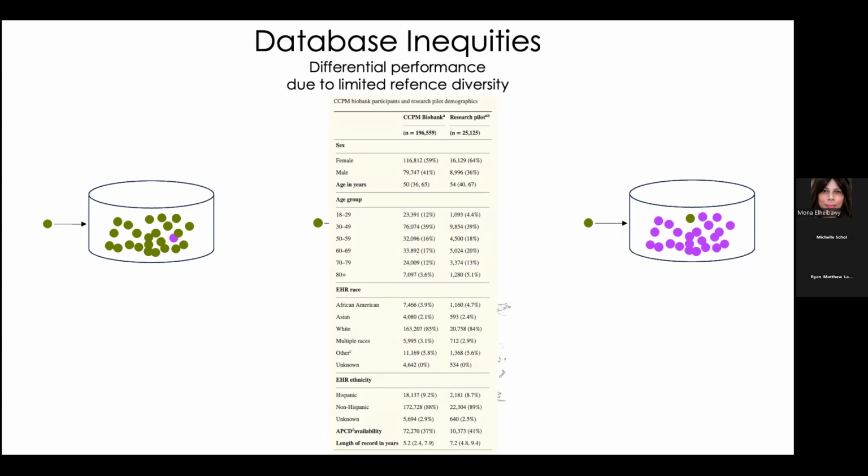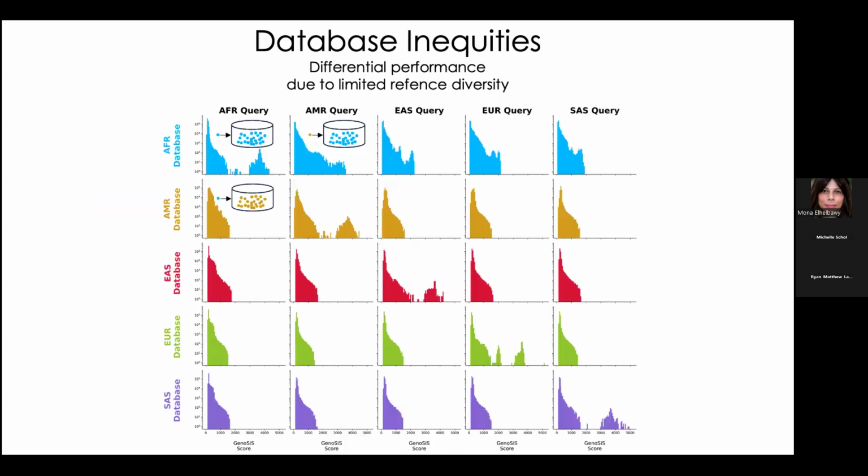So we're just starting to understand this, but we set up a series of experiments where we looked at subsets. Instead of looking at the entire database, we created ancestry specific databases. So I have my little picture up here to give you a sense. Along this top line, I have just an African database, and then I searched just African individuals. The next one is just American individuals, East Asian, European, and South Asian. And the next line is just an American database with the same queries.